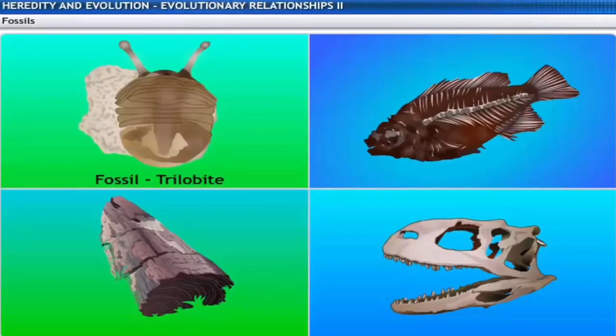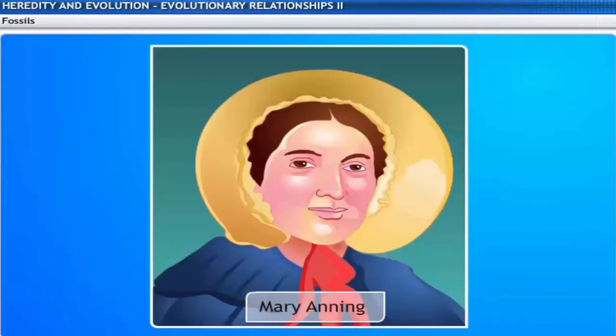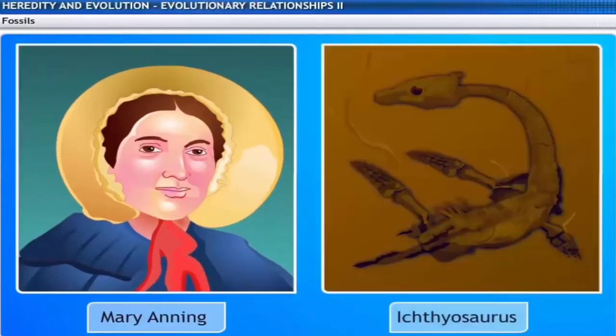Fossil trilobite, an invertebrate animal. Fossil fish. Fossil tree trunk. The dinosaur skull. This fossil was found only a few years ago in the Narmada Valley. Mary Anning found the specimen of Ichthyosaurus and was the first fossilist.